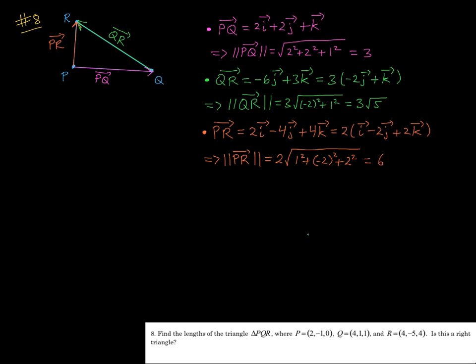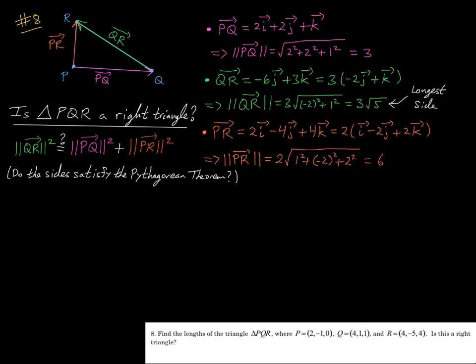Now it asks, is this a right triangle? To answer that, what we'd like to know is, do the sides satisfy the Pythagorean theorem? First note that the longest side in the triangle is the distance from Q to R, because the magnitude of the vector QR is 3 root 5. So if this is in fact a right triangle, the side from Q to R will have to be the hypotenuse. So is the magnitude of the vector QR squared equal to the sum of the squares of these other two smaller sides?